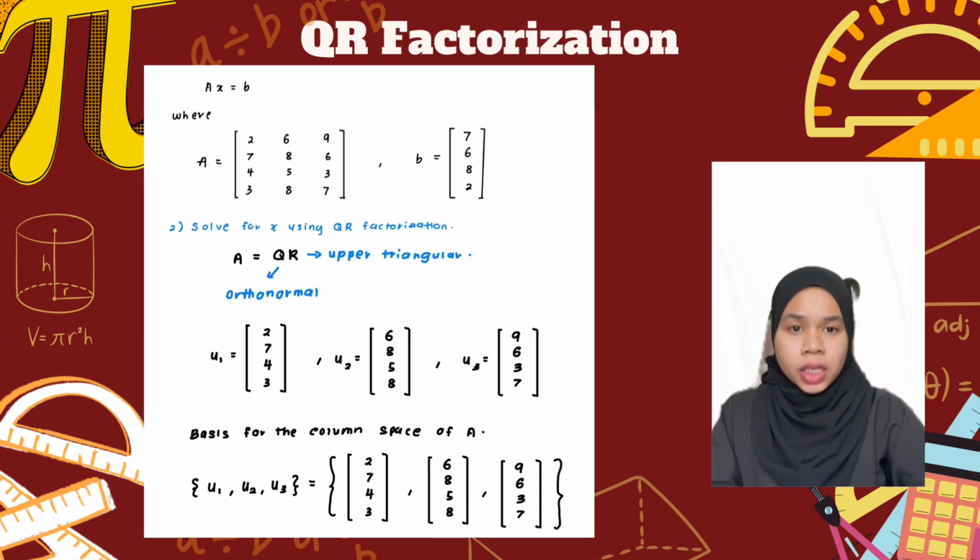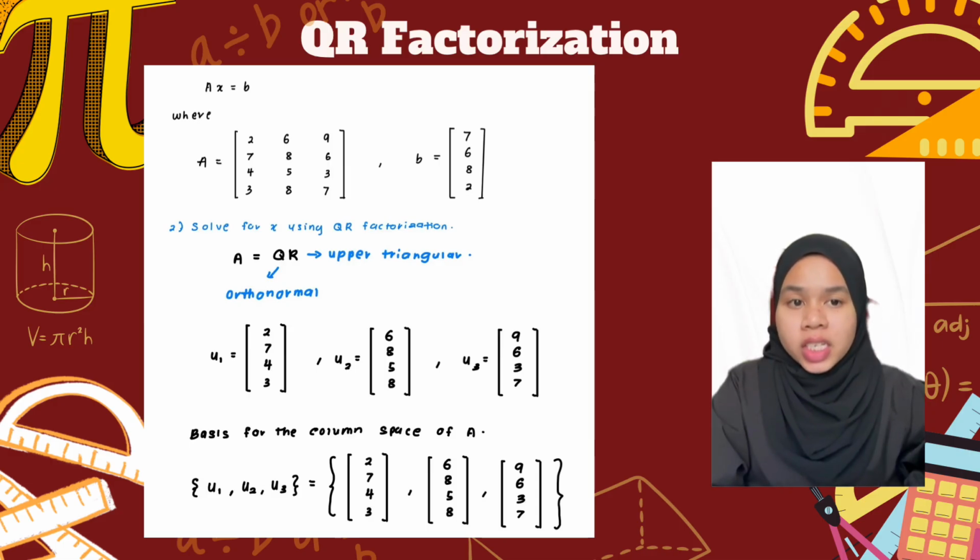In the question, we are given the matrix A equal to 269, 786, 453, 387, and the vector B equal to 7682. Our objective is to find the vector X that satisfies AX equal to B. Using QR factorization, matrix A is decomposed as A equal to QR, where Q is an orthonormal matrix and R is an upper triangular matrix.